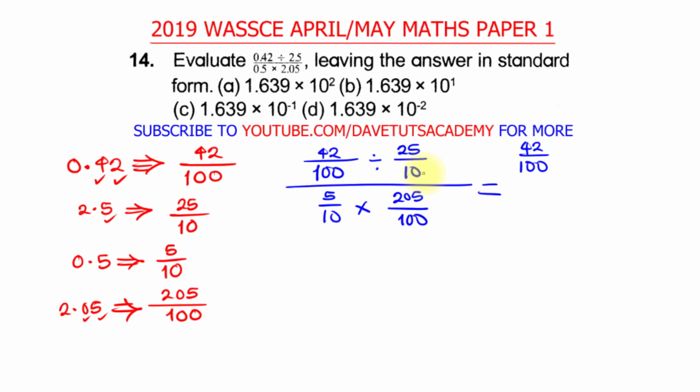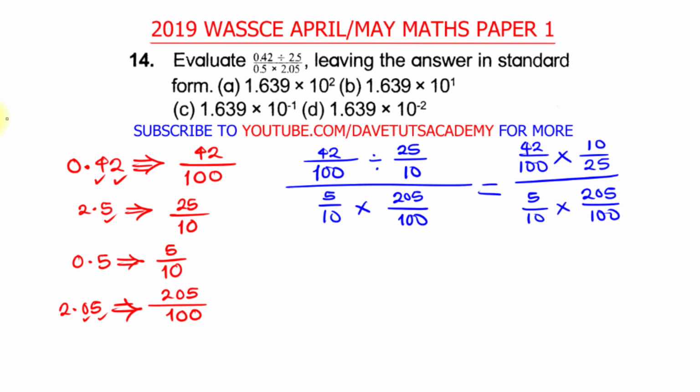10, which is the denominator, will come to be the numerator. The numerator, which is 25, will come to be the denominator, and we can then change this division sign to multiplication. So that's times 10 over 25, and this whole numerator is being divided by 5 over 10 times 205 over 100. So let's take it piecewise.